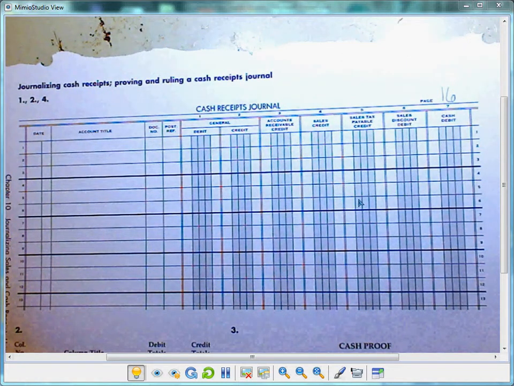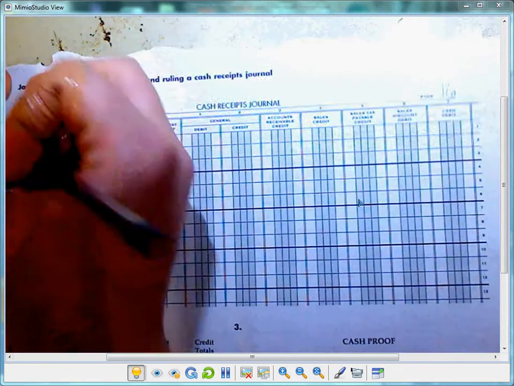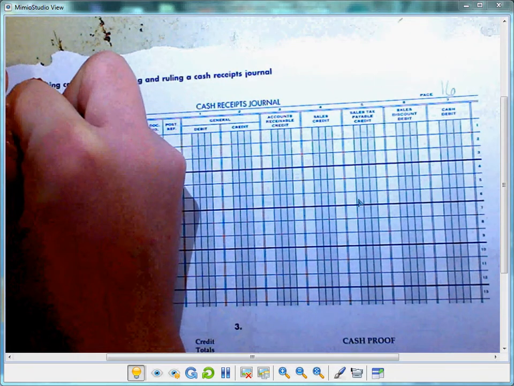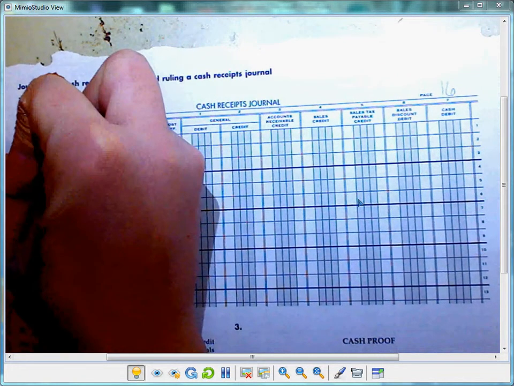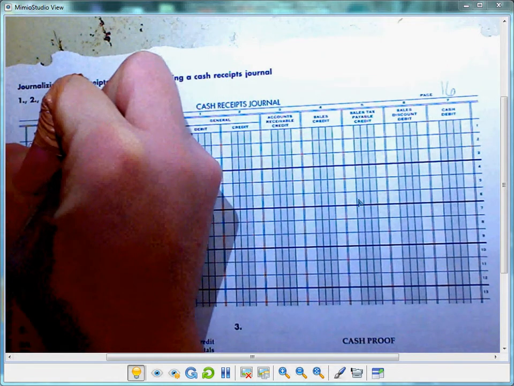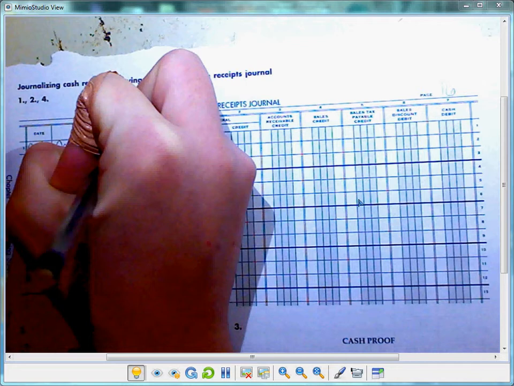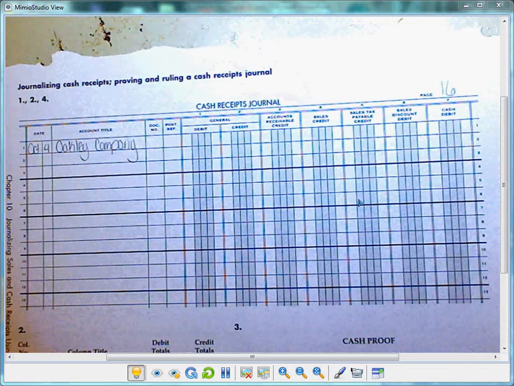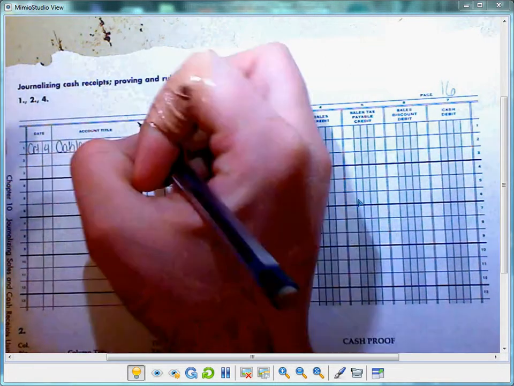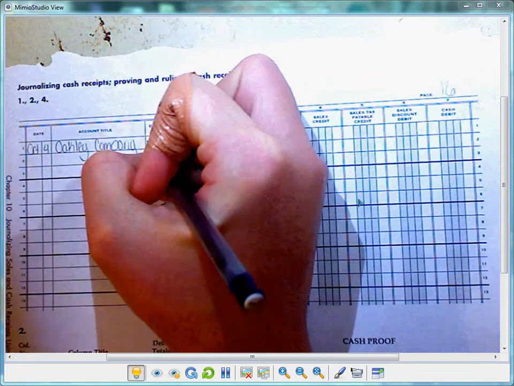Our first transaction, October 4th, we received cash on account from Oakley Company, $371, covering S96. It's R144. So our date, October 4th. What will our account title be? Oakley Company. Document number is R144.